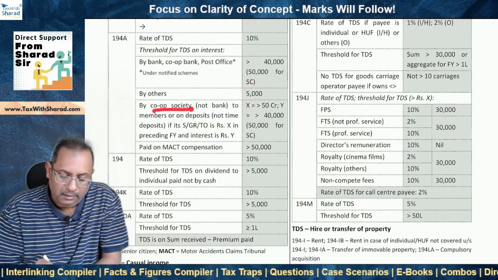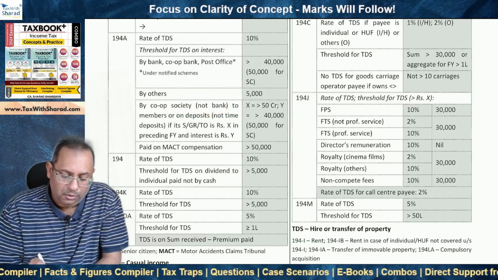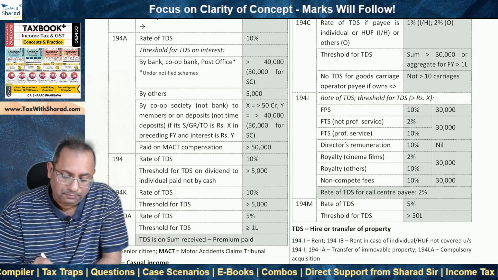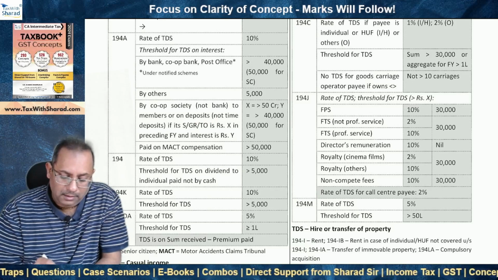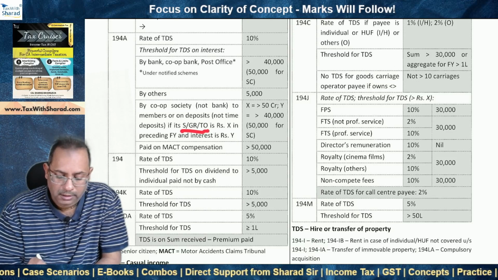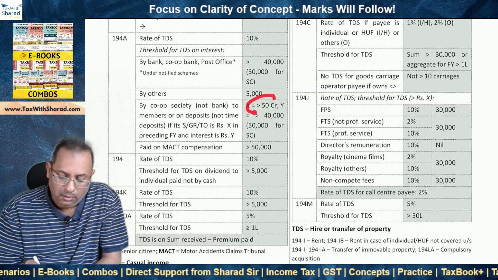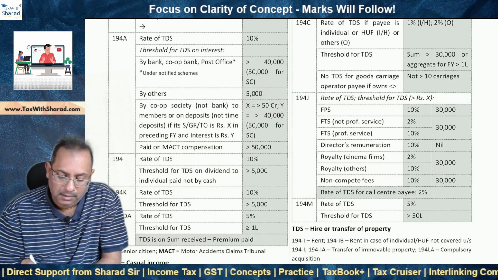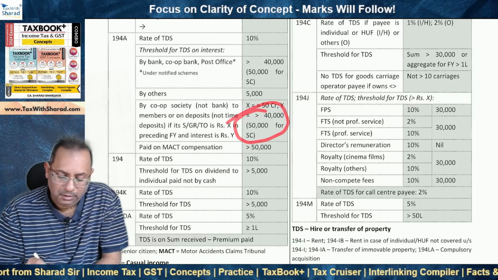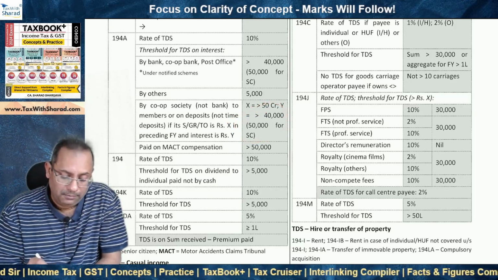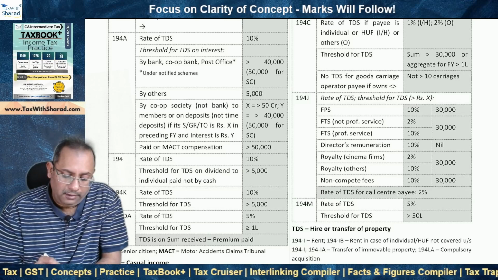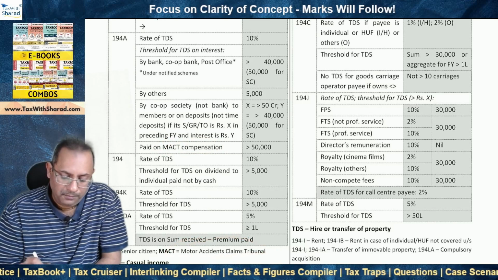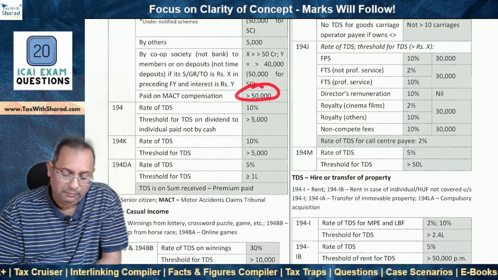If the interest is by a cooperative society, not being a bank, to its members, or interest is on deposits, not being time deposits, TDS is leviable if its sales, gross receipts or turnover is more than 50 crore in the preceding financial year, and the interest is more than 40,000, 50,000 for senior citizens. This is the threshold for a cooperative society. If the interest is paid on MACT compensation, Motor Accidents Claim Tribunal, then the threshold is more than 50,000.